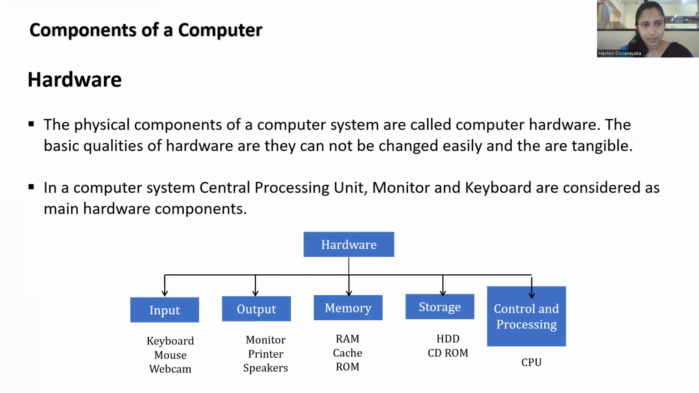So in a computer system, central processing unit, monitor, keyboard, and the RAM, cache, ROM, CD-ROM, hard disk drive, මේ හැම එකක්ම අපි ගන්නේ hardware විදිහට. මෙතන input, output, memory, storage, control and processing කියලා ලස්සනට hardware ටික divide කරලා තියෙනවා. මේ යටතේ එන ඕනම දෙයක් අපි hardware devices විදිහට තමයි ගන්නේ. Physically touch කරන්න පුළුවන් devices, right?